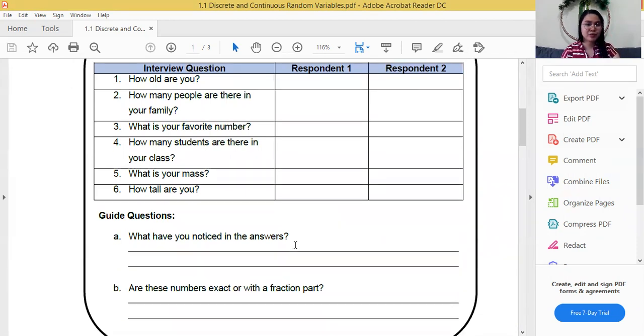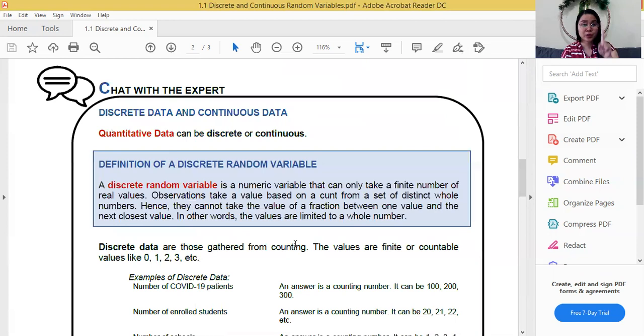2 big words for today. We have discrete and continuous. Discrete and continuous data or variables come from quantitative data. Remember, if we say quantitative, it means the answer is a number. So it is a numerical data. So numerical data can be discrete or continuous.